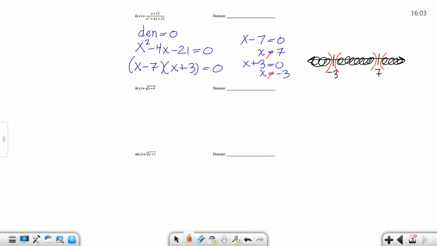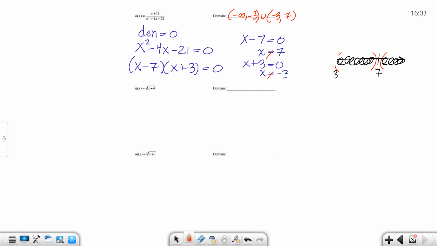So writing this answer out, I'm going to go from negative infinity to negative 3. And then from negative 3 to 7. And then from 7 to infinity.